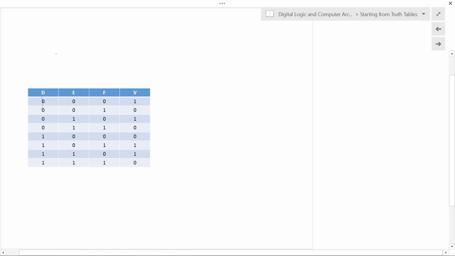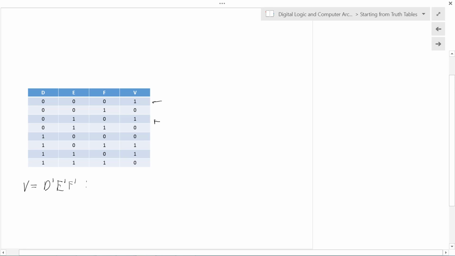So let's go ahead and try developing the first Boolean algebra equation. So remember, each row represents an AND minterm or AND gate, and we need to OR them together. So let's start with the first one. V equals D prime, E prime, and F prime, because we need to invert the 3 zeros, and 1 and 1 and 1 becomes 1.